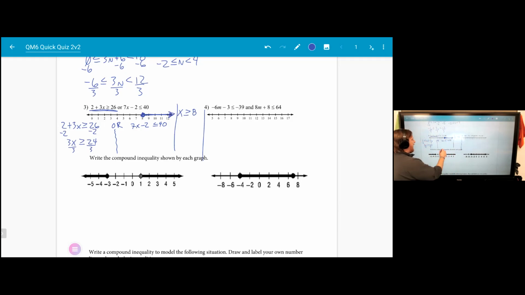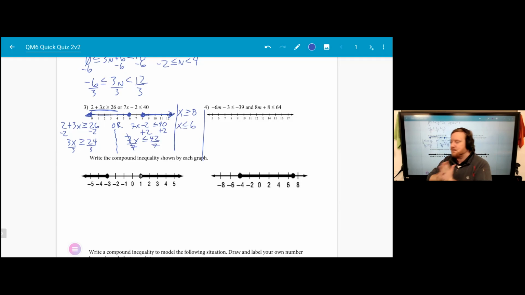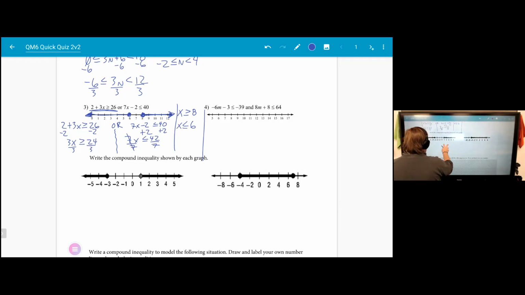Let's look at the other one. 7x minus 2 is less than or equal to 40. I'm going to add 2 to both sides. 7x less than or equal to 42. Divide both sides by 7. That simplifies to x is less than or equal to 6. So I'm going to go over here to 6. Things that are less than are going to go left when I've drawn it this way. And that is my or. Ors go out just like in a boat. Ands go between.